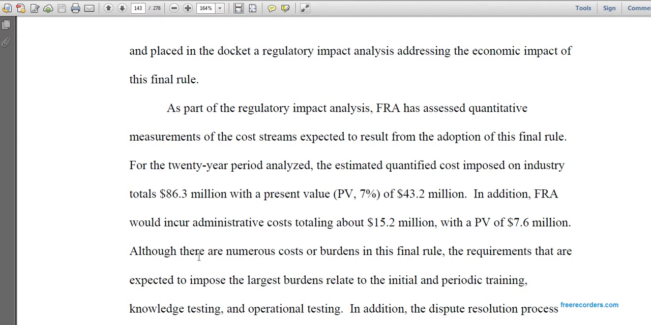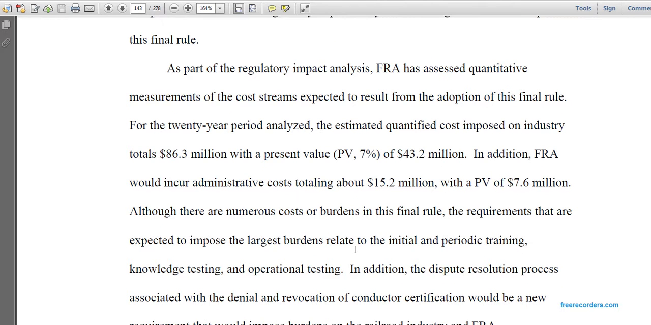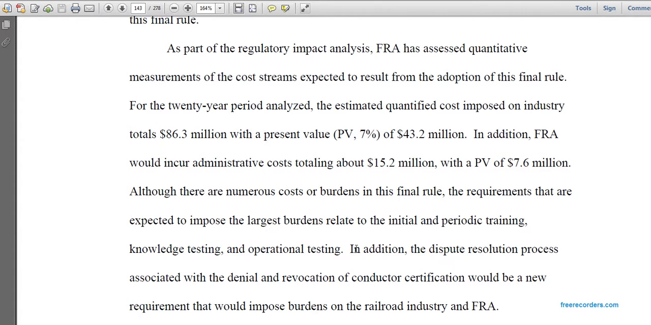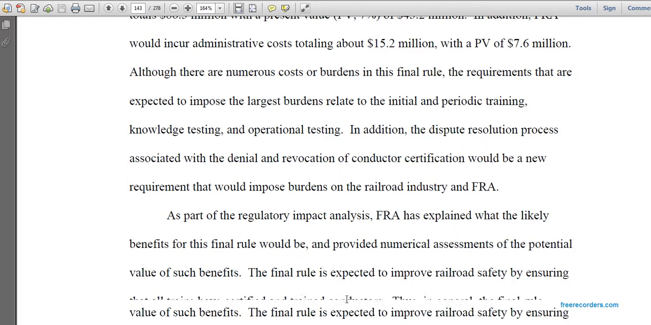Although there are numerous costs and burdens under the final rule requirements, the largest burdens relate to the initial and periodic training, knowledge testing, and operational tests. The dispute process that results in the denial or revocation of the conductor certification would be a new requirement that would impose burdens on the railroad industry and the FRA.